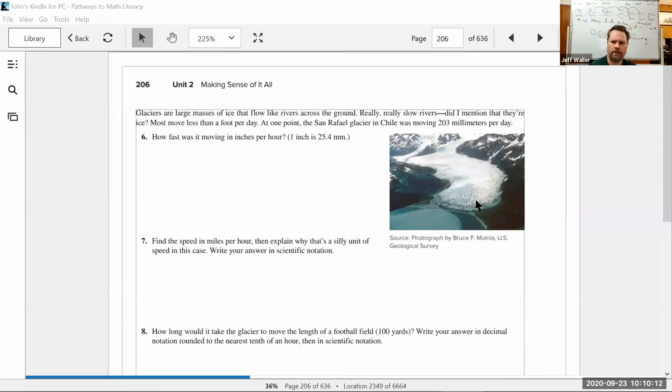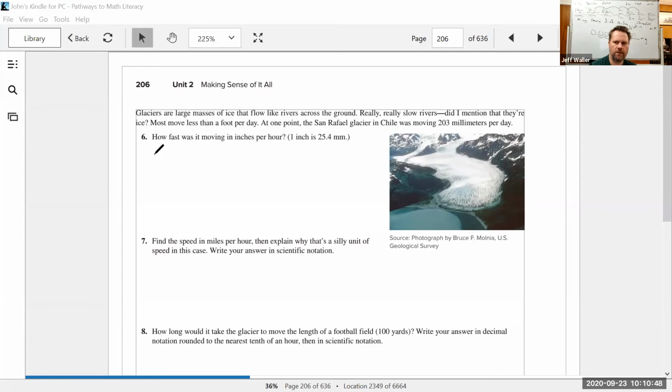This is about how quickly glaciers move, the few that we have left. Let's not get into climate change either. At one point, the San Rafael Glacier in Chile was moving 203 millimeters per day, and then they want you to take that to inches per hour. That's exactly like the Euros problem we just did, right? So I'm just going to give you the first tiny little baby step of this problem.